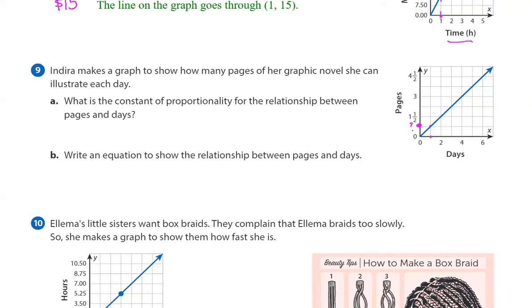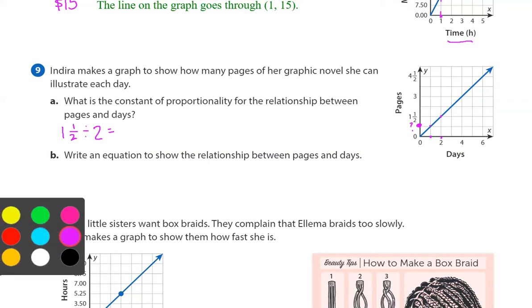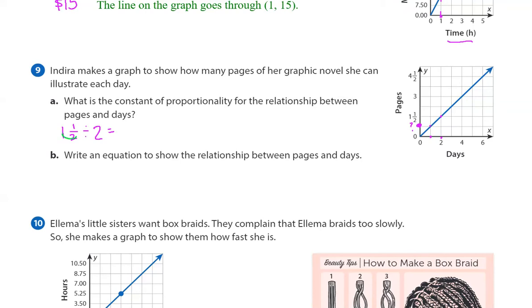Let's do an easier one up here. We've got 2, 1.5. Okay, well that's 2, 1.5. So all I'm going to do here is I'm going to do 1.5 divided by 2. I'm going to change that mixed number to an improper fraction. I'm going to do 2 times 1 plus 1. 2 times 1 is 2, plus 1 is 3. I'm going crazy over here. Divided by 2.